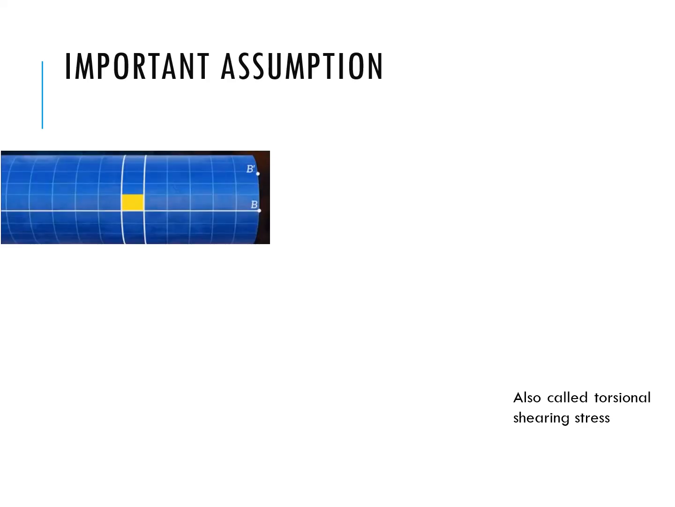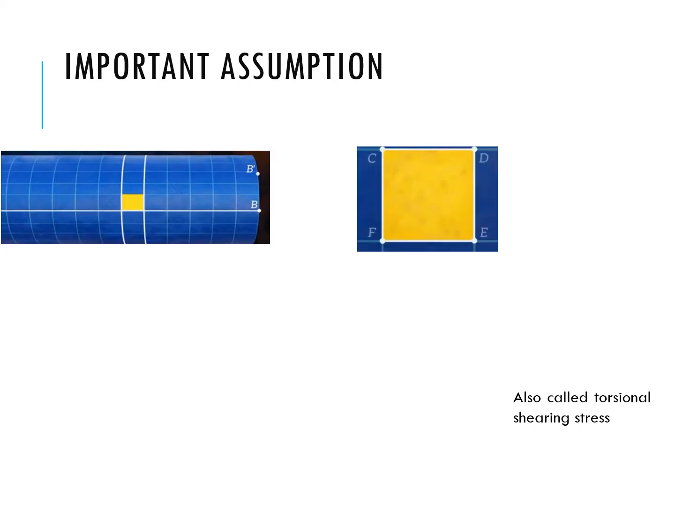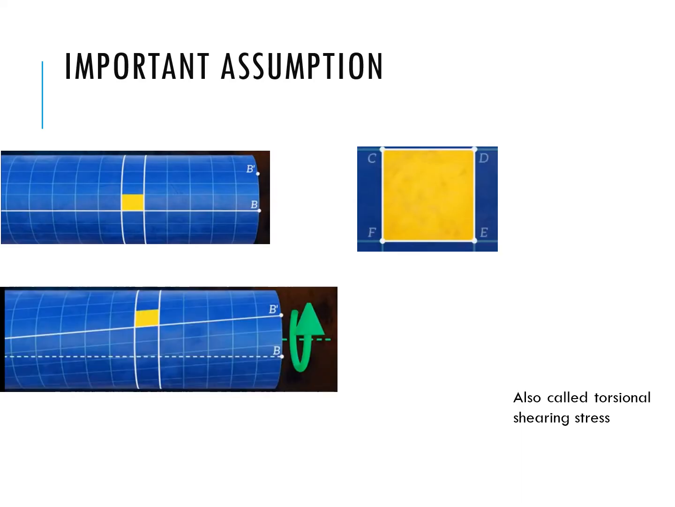Before we move ahead, we have to make some important assumptions while discussing the concept of torque. Here is a shaft shown to you. There are some segments marked on the shaft. You can observe they are plane. You can see the small segment on the shaft before applying the torque. What happened when we applied the torque? The point B moved to the point B dash.